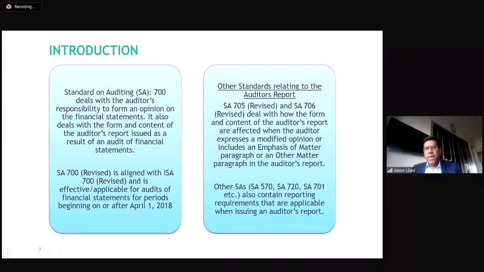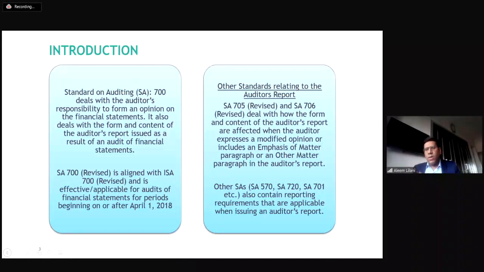All right, so like I said, we have standard 700. The 700 deals particularly with the auditor's responsibility to form the opinion on the financial statements. When you read the standard, you will see that all it deals with is the reporting responsibility. We have other standards as well, which come and work on 700, but 700 is the core standard.